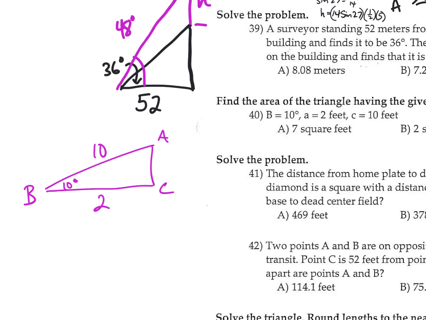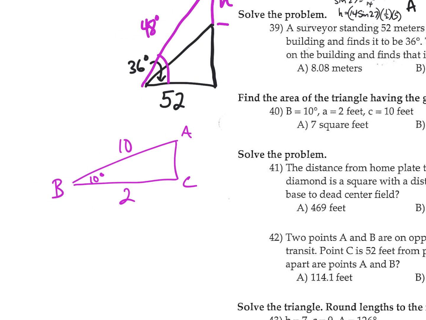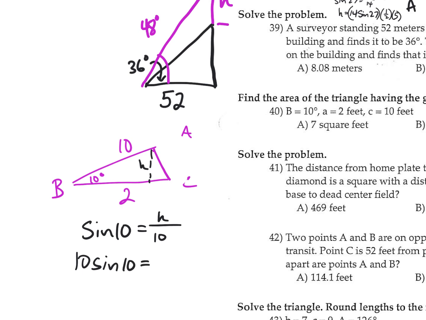I can see that my diagram's a little out of whack here, but what I'm going to do is try to find the height of this triangle. Let me just redraw this a little bit. The sine of 10 will equal this height divided by 10. So 10 sine of 10 will equal our height.